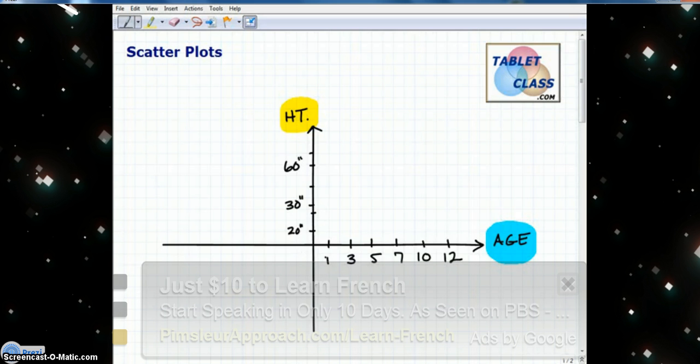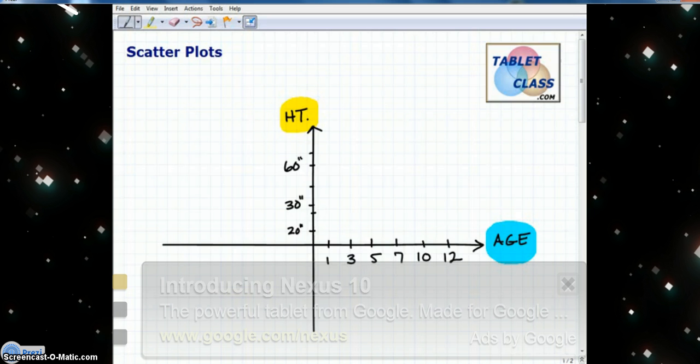For most people, as you get older, you're going to be growing. Some of you might have counter examples, somebody who can't grow no matter what, then has a huge growth spurt. But nevertheless, generally speaking, as human beings get older, up to a certain age, they're going to be taller. So we like to use graphs to plot this kind of data, and what we're looking for is trends.